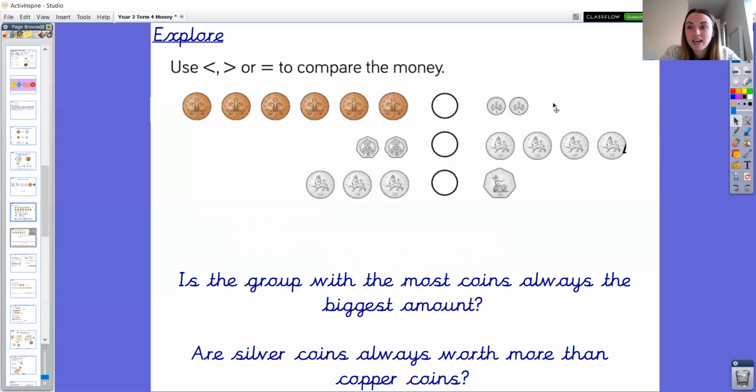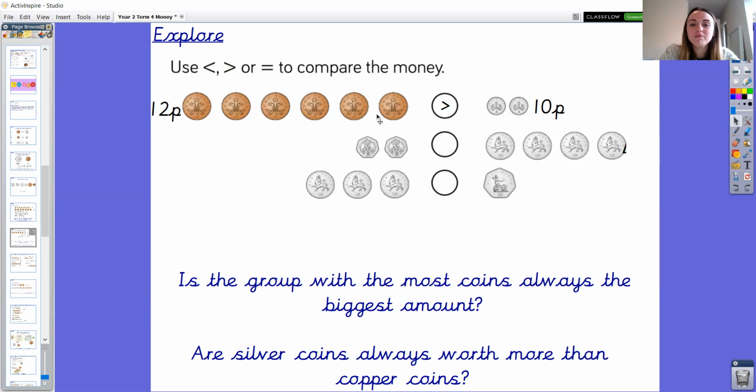Well done, Year 2. Okay, let's have a look together. So we're going to count in our 2s as these are 2p coins. Are you ready? 2, 4, 6, 8, 10, 12. So there's 12p. These are 5p coins. We're going to count in our 5s. 5, 10. Brilliant. So we're going to say 12p is 10p. Let's say it together. 12p is greater than 10p.